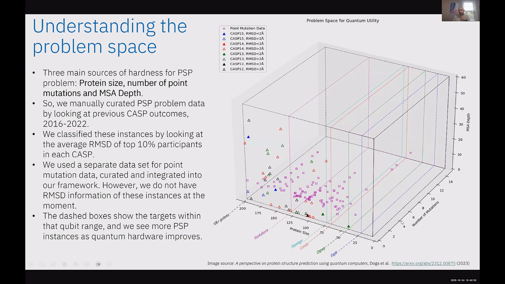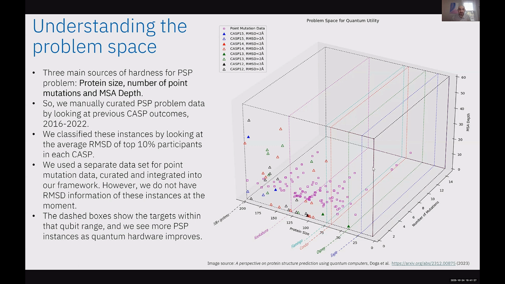The other one is the number of point mutations. These are all analyses based on looking at the CASP results and trying to systematically define what makes these problems hard, especially for the classical state of the art, which is AlphaFold. So this is the number of point mutations, or you can think of it as how intrinsically disordered a given protein is. Imagine as you go further along the axis, the protein is becoming more and more disordered, which contributes to the hardness.